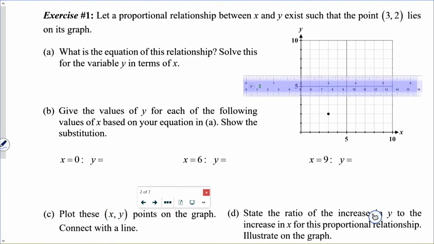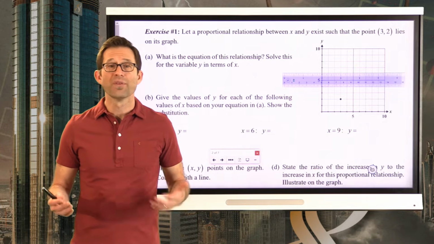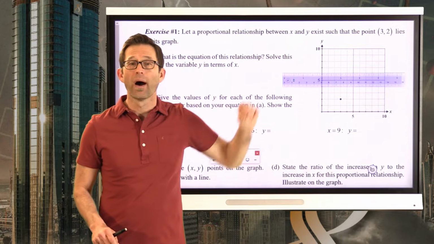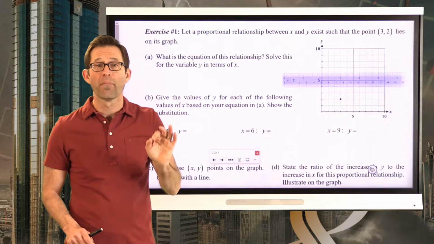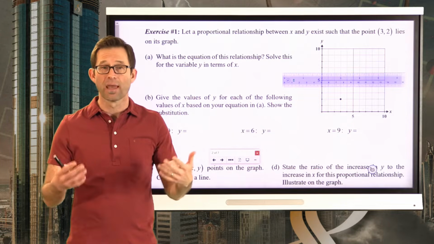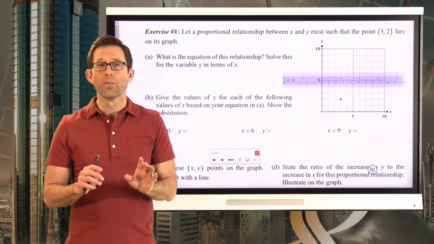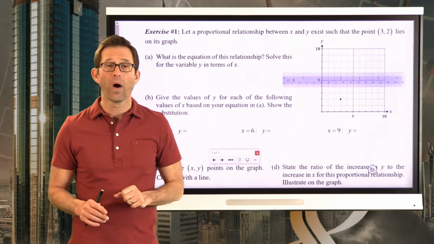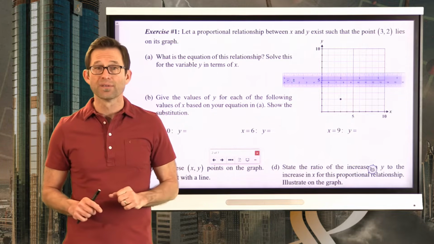Let a proportional relationship between x and y exist such that the point 3, 2 lies on its graph. Letter A asks us, what is the equation of this relationship? Solve this for the variable y in terms of x. Let's recall what this all means. If there's a proportional relationship between x and y, it means that when we divide one of them by the other, we will always get the same value. We typically go with y divided by x and not x divided by y, but to be clear, it really doesn't make much of a difference.